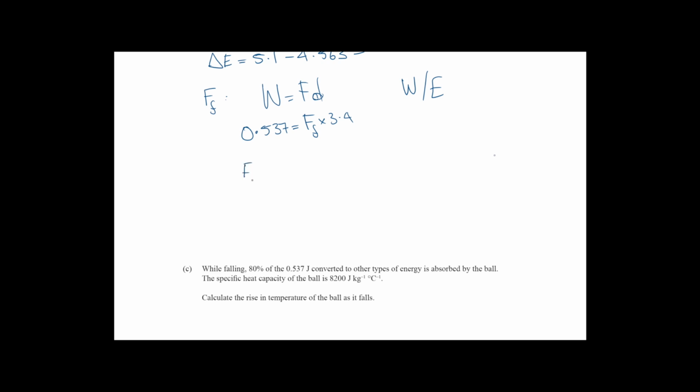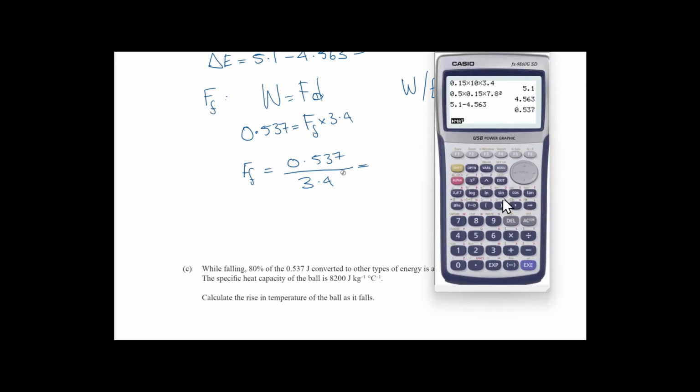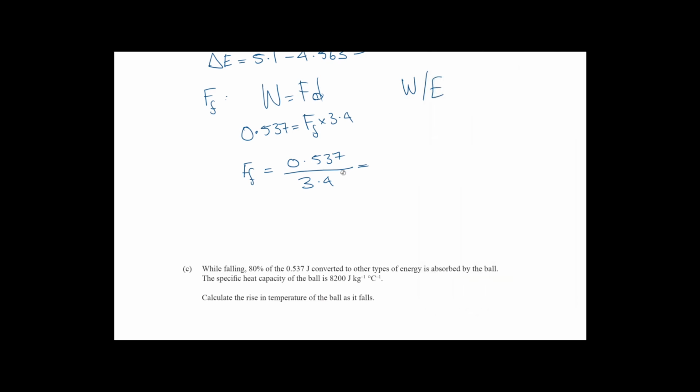So the force from friction is going to be 0.537 divided by 3.4, which is going to be some number, 0.158. 0.158 what? Well, 0.158 newtons, which is the unit for force. All right, now we're done.